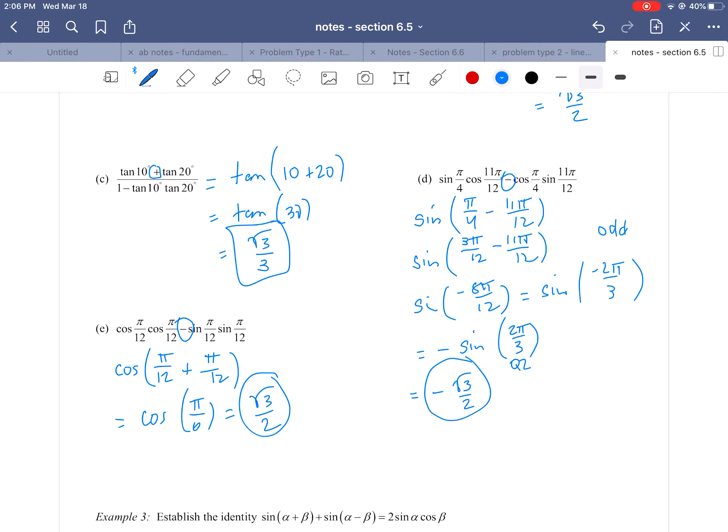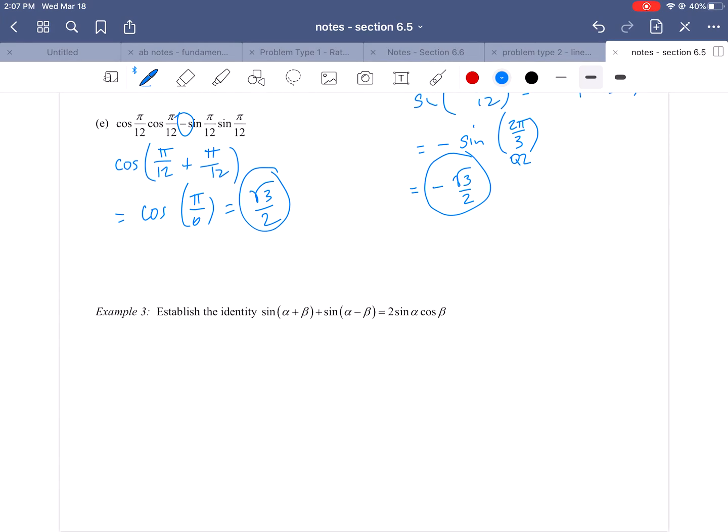And by the way, it was just kind of a coincidence that 4 of the answers were either positive or negative root 3 over 2. It doesn't mean it's going to always be like that. It just means that I didn't do a great job of choosing examples, to tell you the truth.